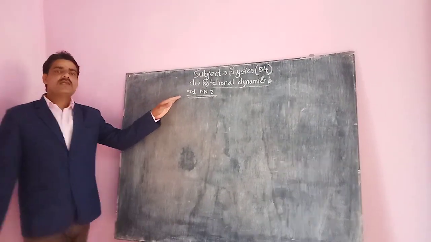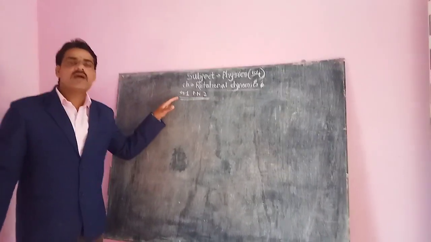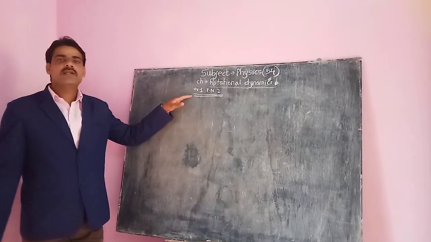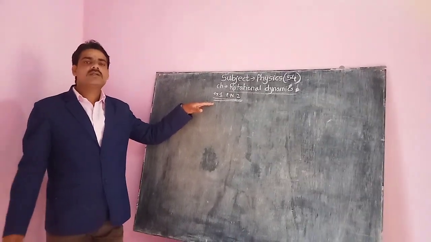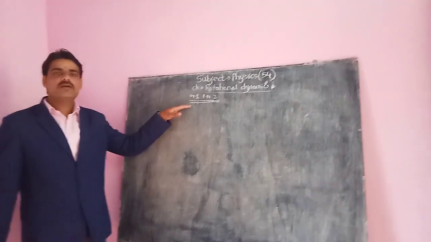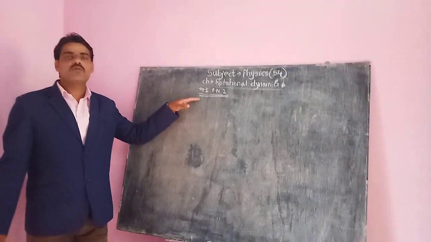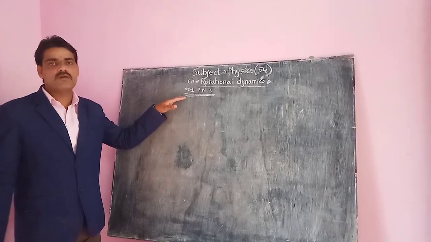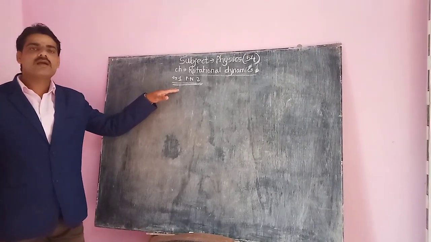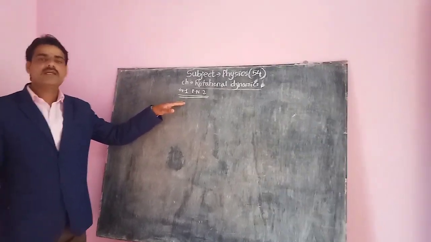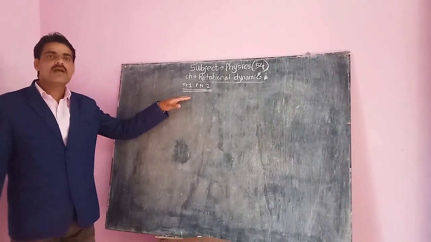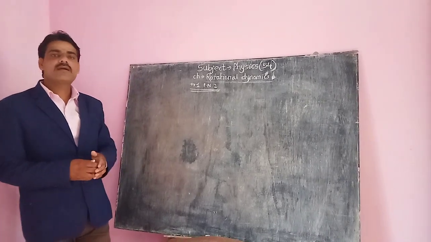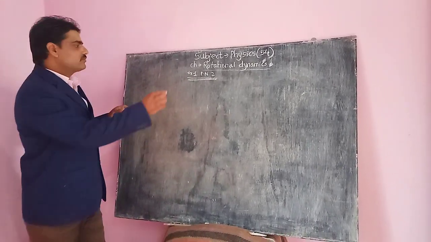The numerical is that a fan is rotating at 90 rpm. Then it is switched off. It stops after 21 revolutions. Then find out the time taken by the fan to stop.